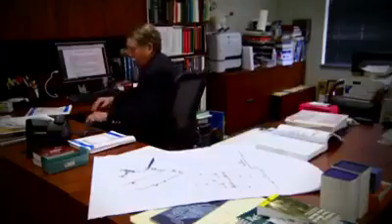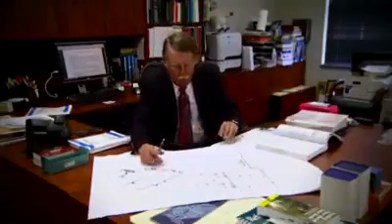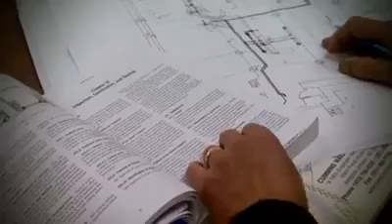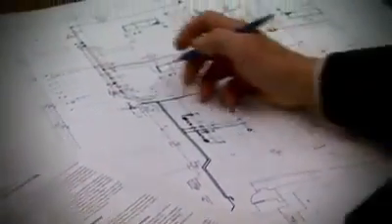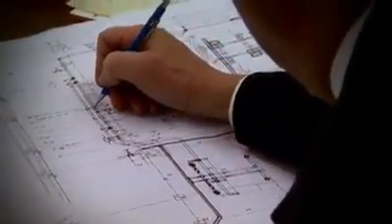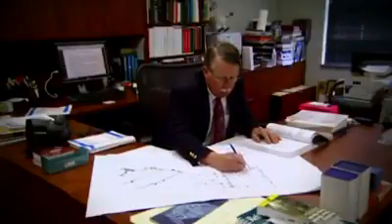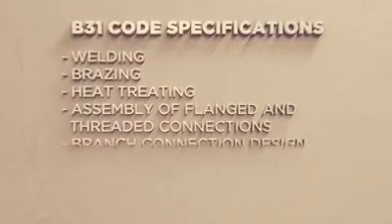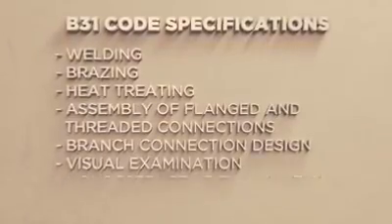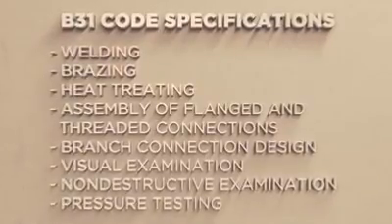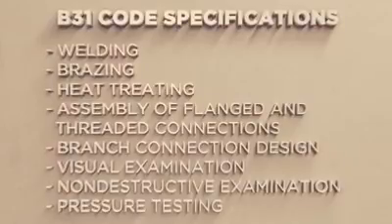Once the appropriate B31 code section has been selected, the engineer should proceed to select the appropriate materials and determine the pipe sizes and schedules, lay out each system, and perform the required design and analysis calculations. The engineer's design specification should impose the same B31 code section that the contractor will use for the installation. Welding, brazing, heat treating, assembly of flanged and threaded connections, branch connection design, visual examination, non-destructive examination, and pressure testing are already appropriately specified when a B31 code section is imposed, so the engineer's specification does not need to address these subjects except for special situations.